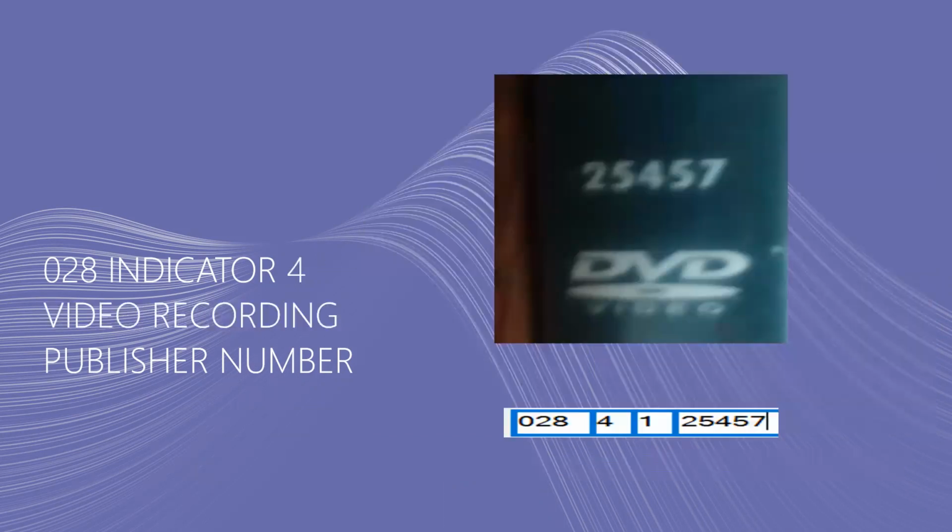028 indicator 4 is the video recording publisher number, and that's pretty much just what it says, and that's usually found on the spine or the packaging, a lot of times on the spine on the DVD. Again, sorry about the quality of the image. Ansel Adams, I am not. So, but this one would be coded as 028. We would put indicator 4 in the first one, 1 in the second, and then the number that we found on the spine, 25457, in subfield A.